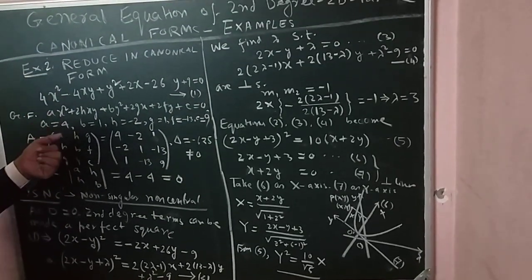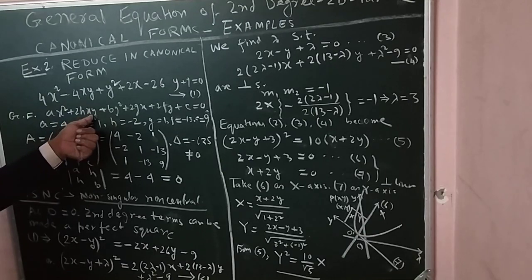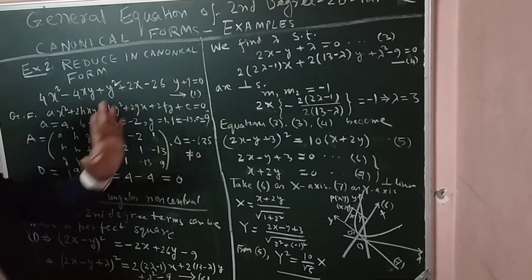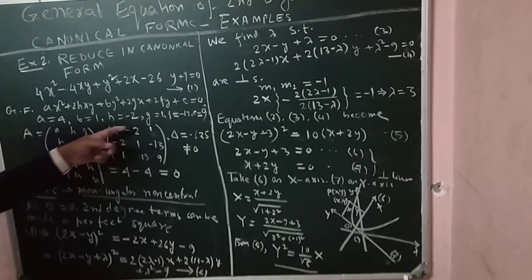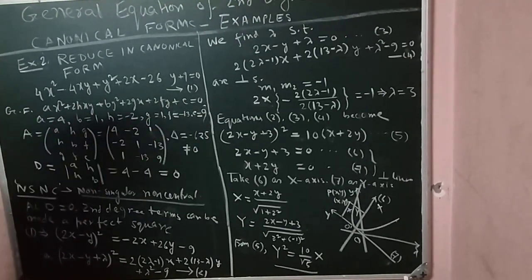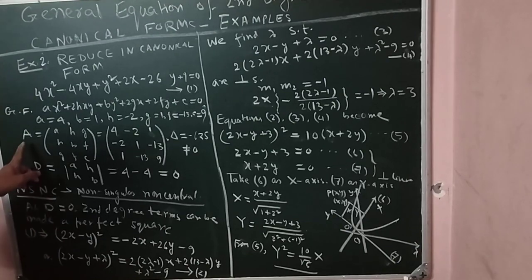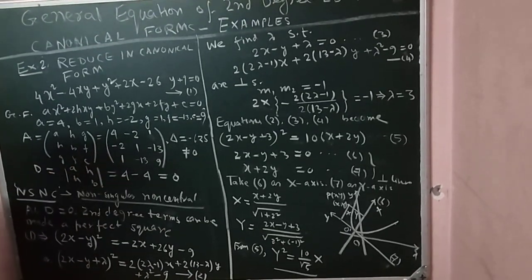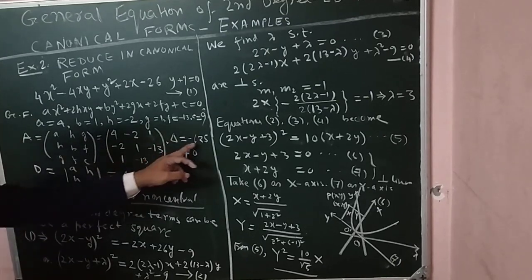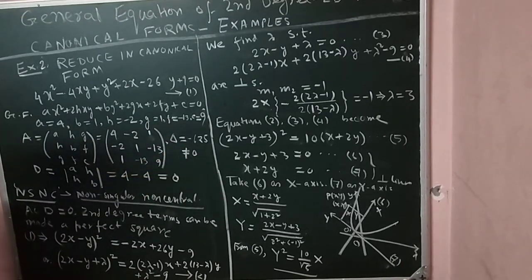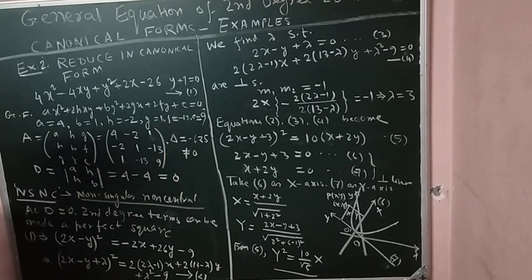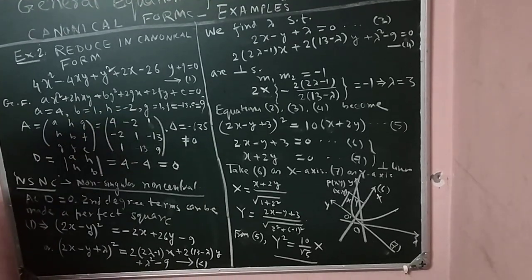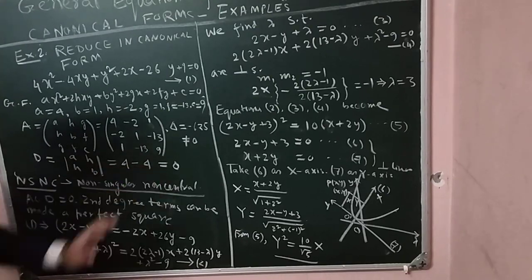Its general form is x² + 2hxy + by² + 2gx + 2fy + c = 0. So we can obtain a, b, c, f, g, h. We form the matrix. Now substituting the values, we get the determinant equal to −625, not equal to 0, and D, formed with the second degree coefficients, is equal to 0.